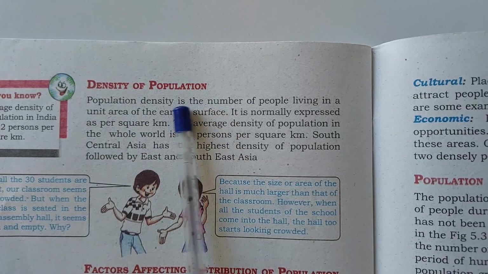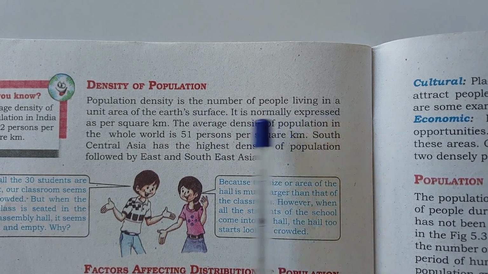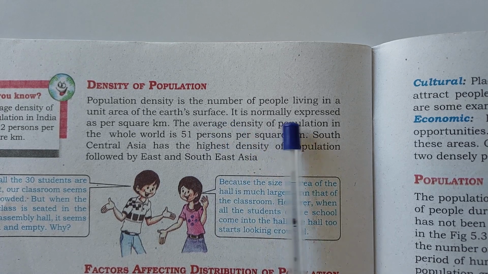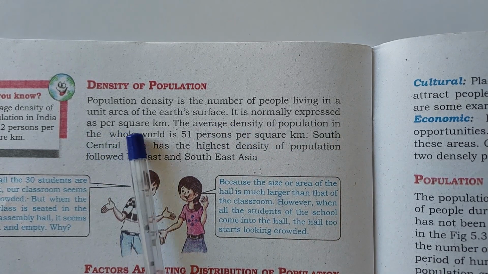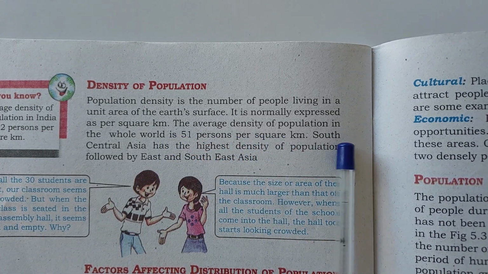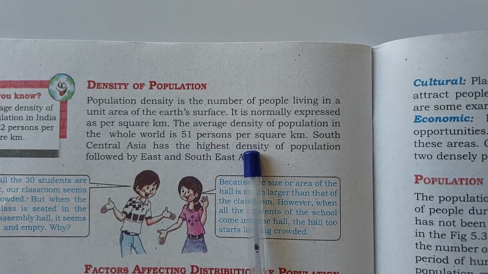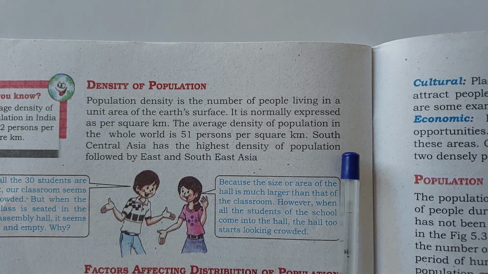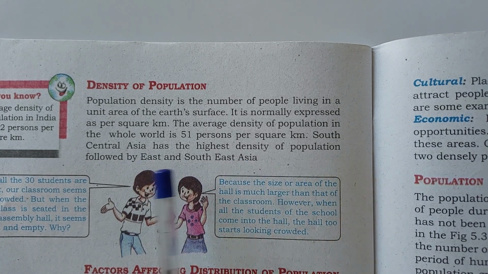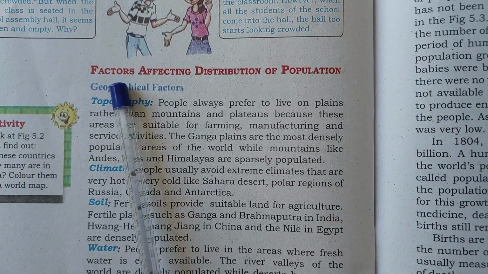Density of population. Population density is the number of people living in a unit area of the Earth's surface. It is normally expressed as per square kilometer. The average density of population in the whole world is 51 persons per square kilometer. South Central Asia has the highest density of population, followed by East and Southeast Asia.